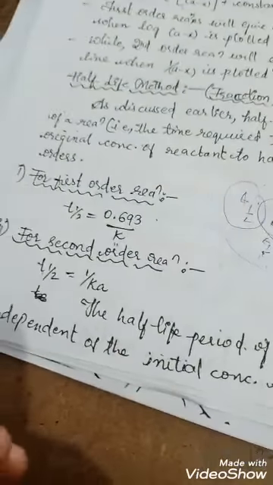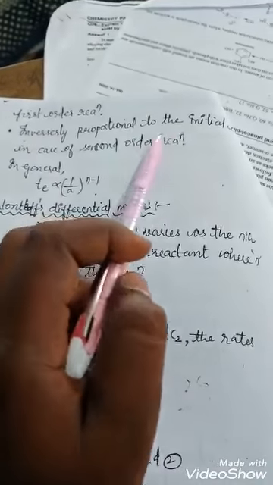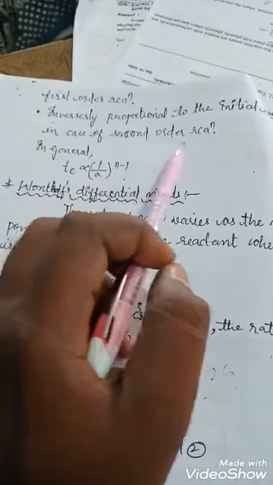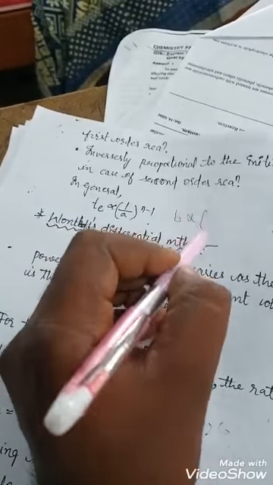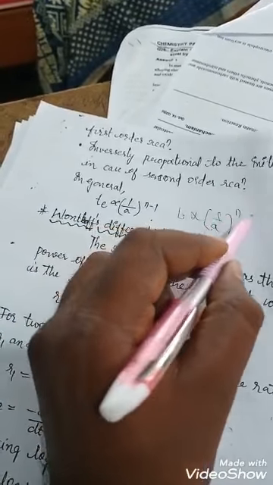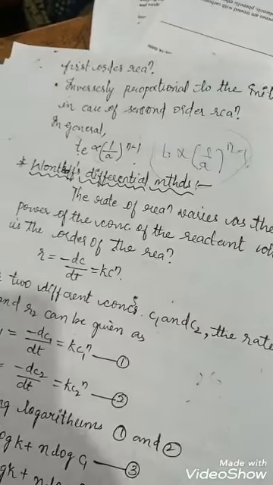For a first order reaction, what happens? Inversely proportional to the initial concentration. In general, t half is proportional to 1 by a to the power n minus 1. N minus 1 means, when we take n as 100, 100 minus 1, 99 times only. T is inversely proportional to a to the power n minus 1. This is the order of reactions.